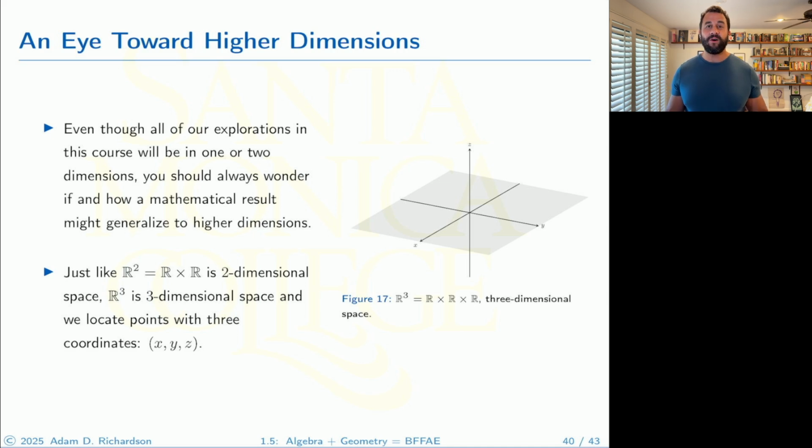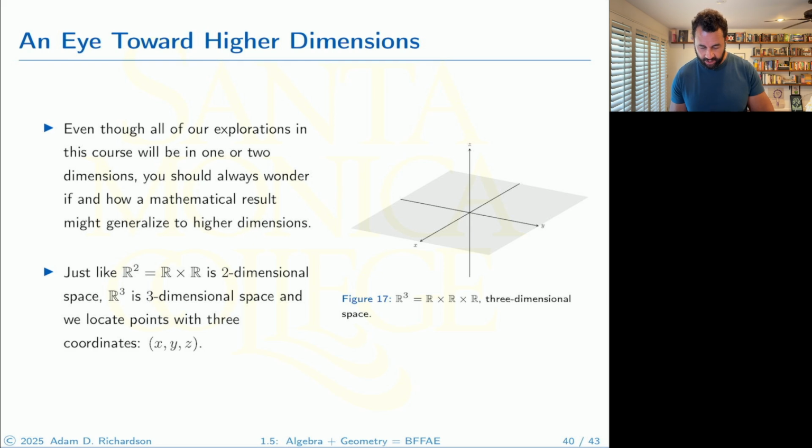So even though all the stuff we've been talking about is just going on in 2 dimensions, everything we've been talking about can be generalized to any number of dimensions that you want. You should always wonder if and how a mathematical result will generalize to higher dimensions. I have to do this all the time in my math research. I got a result for 2 dimensions, and then the next question was, how would I generalize this to any number of dimensions, right?